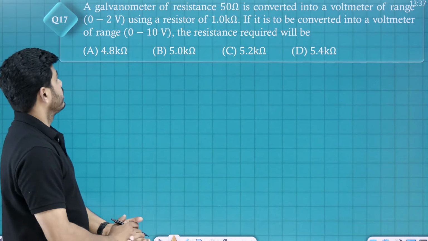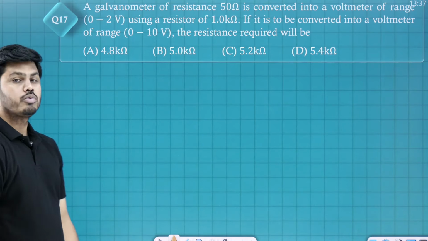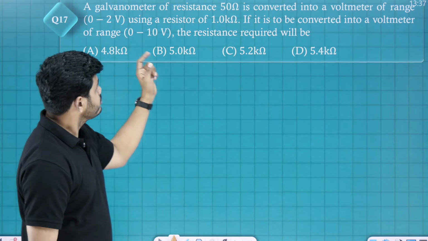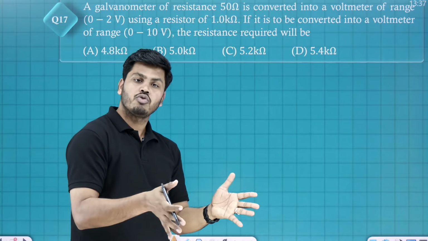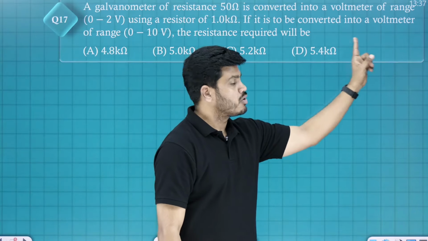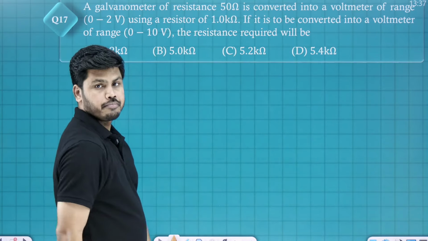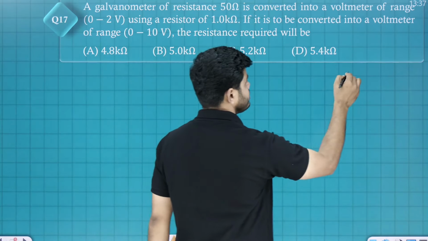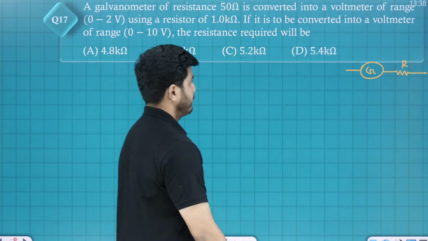Now again, a galvanometer question. A galvanometer of resistance 50 ohm is converted into a voltmeter of range 0 to 2 volt. Yes, the range of the voltmeter is given as 2 volt, using a resistor of 1 kilo ohm. That conversion is done by using a resistance of 1 kilo ohm. That is the first case. Now, the same galvanometer we are going to convert into another voltmeter whose range is going to be 10 volt. You are asked to find out the resistance to be connected in series with the galvanometer in the 2 cases. Right, this is how we convert it.